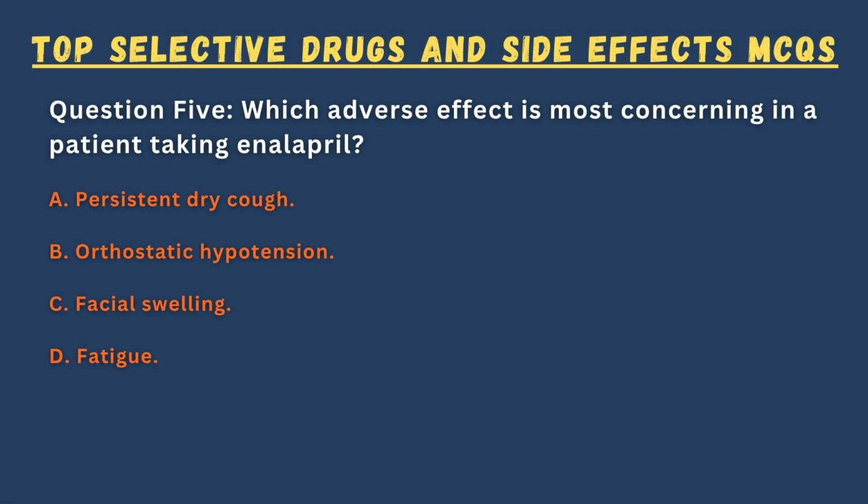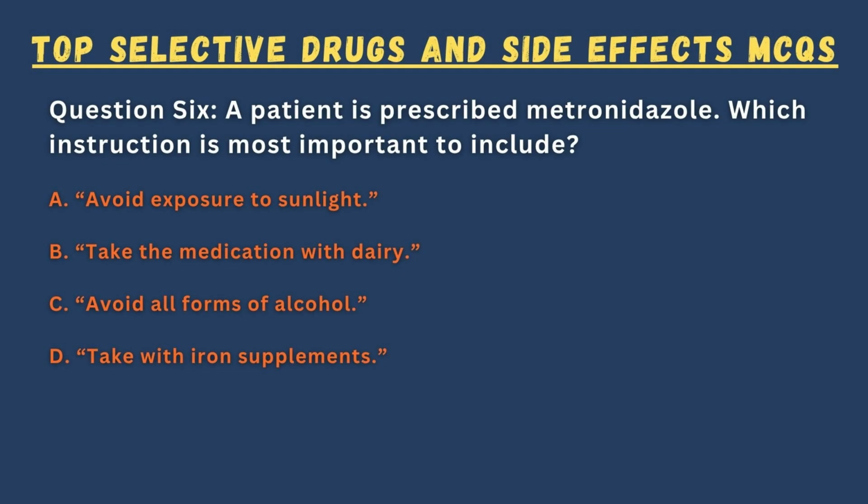Question 5. Which adverse effect is most concerning in a patient taking enalapril? A. Persistent dry cough. B. Orthostatic hypotension. C. Facial swelling. D. Fatigue. Answer: C. Facial swelling.